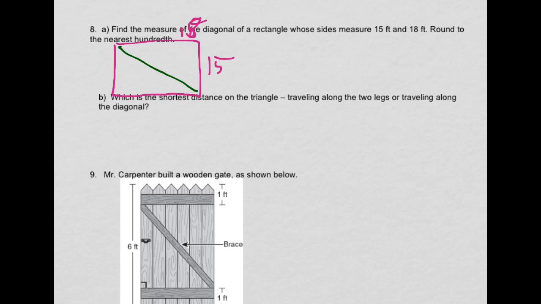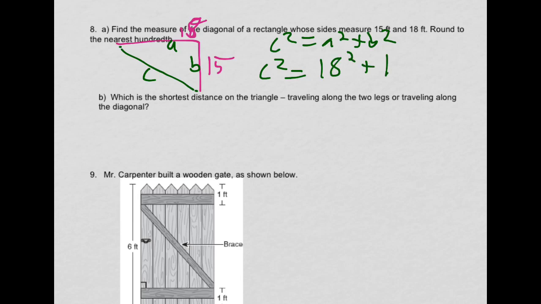So I'm really looking at a triangle, right? Where my A is 18, my B is 15, and I don't know what my C is. And so remember, C squared equals A squared plus B squared, which means C squared equals 18 squared plus 15 squared.